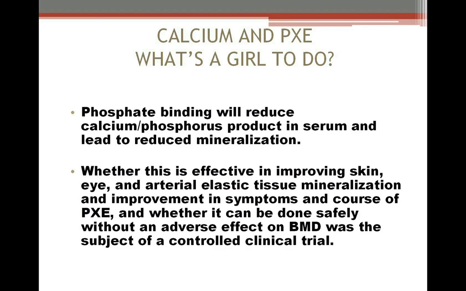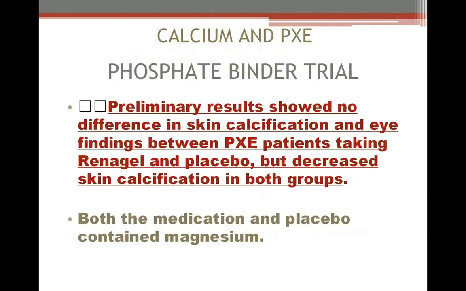But whether phosphate binders are effective in improving the skin or the eye and the arterial elastic tissue mineralization and improving the symptoms and course of PXE, and whether it can be done safely without adverse effects on bone, was the subject of a controlled clinical trial that was done at Mount Sinai about 3 years ago. The preliminary results showed no difference in skin calcification and eye findings between the PXE patients taking Renagel, which is a product used as a phosphate binder in kidney failure, and those on placebo.